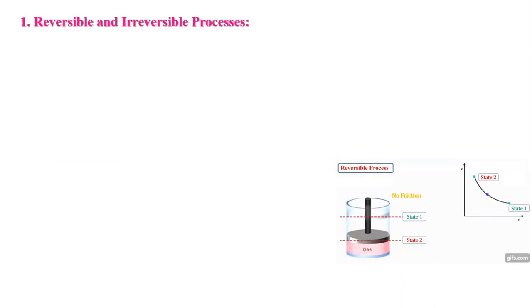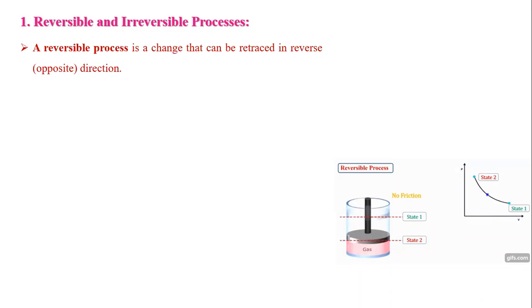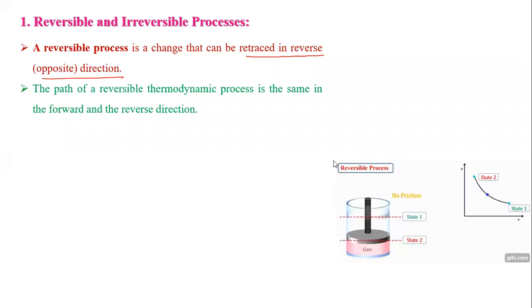The first one is reversible and irreversible process. What is reversible? What is irreversible? A reversible process is a change that can be traced in the reverse direction. The path of a reversible thermodynamic process is the same in the forward and reverse direction. The path must be the same.